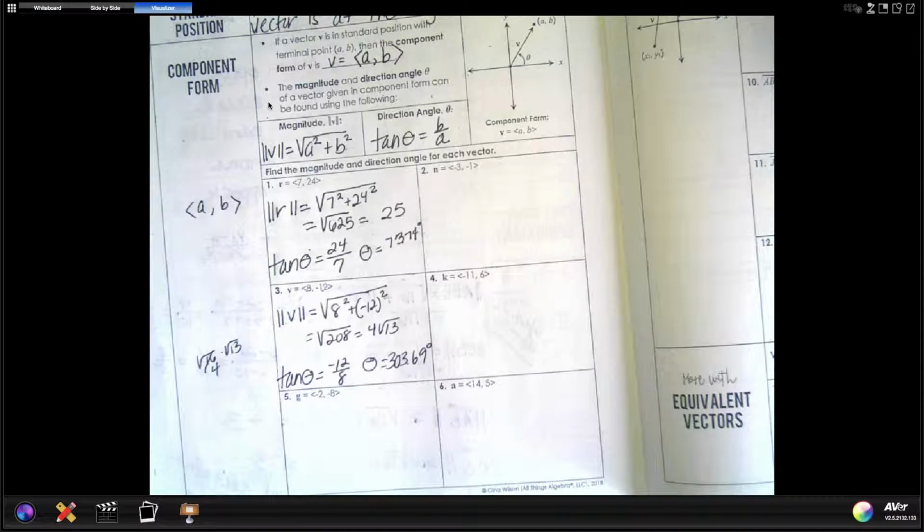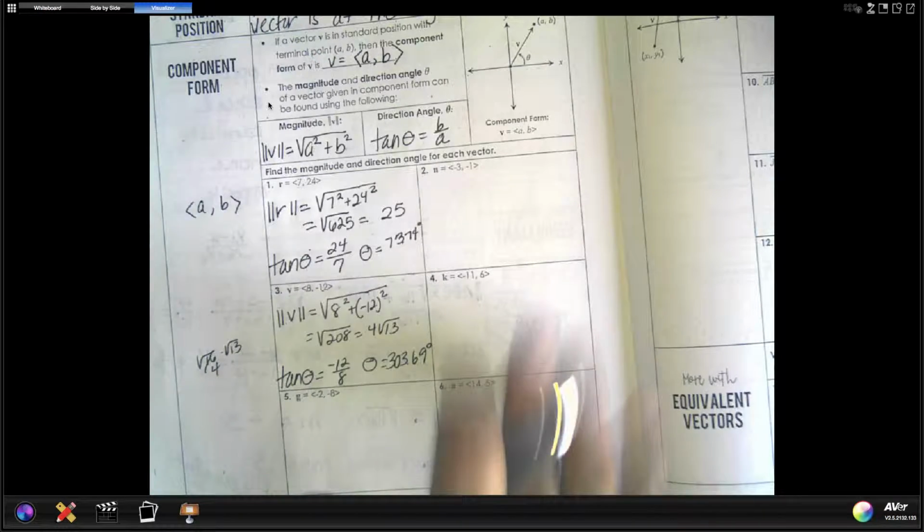Okay, are we good with those 2 examples? All right, let's go ahead and go to the next page.